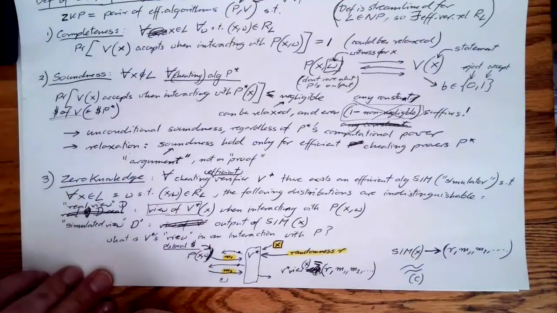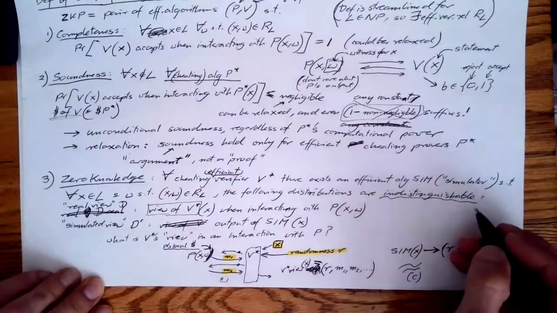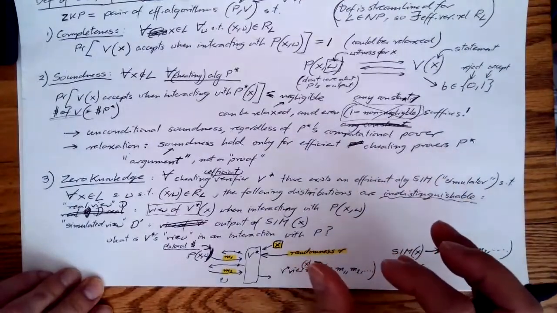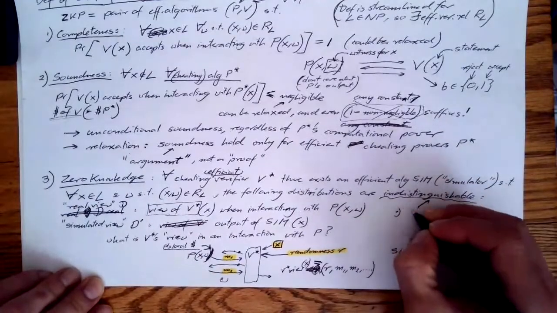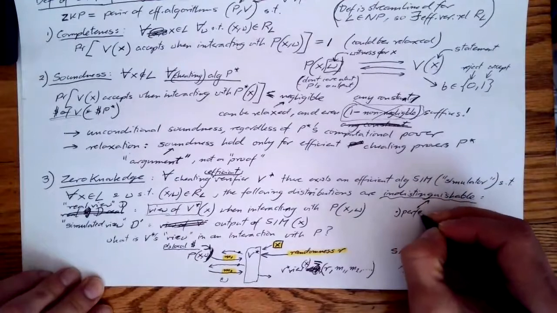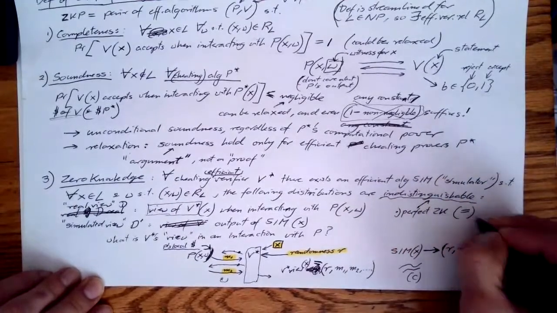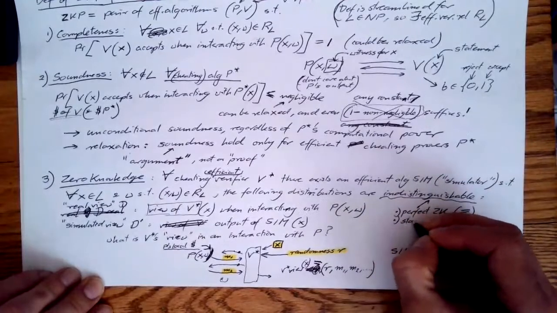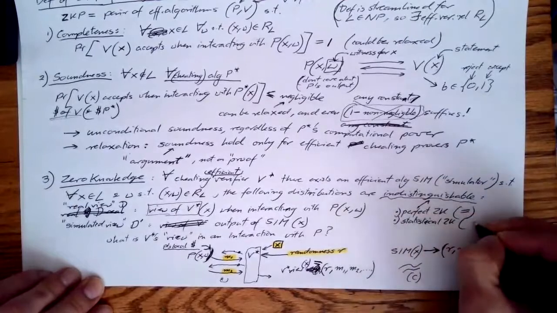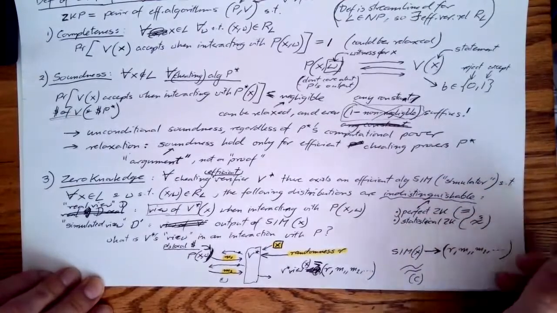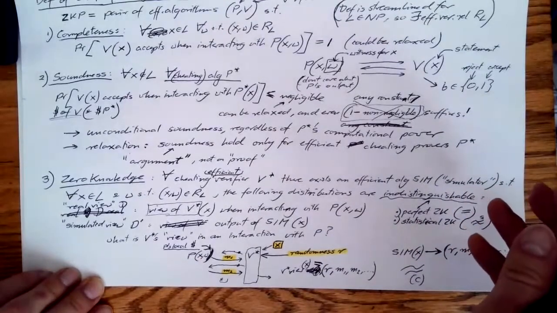Because we are asking indistinguishability here, not that the distributions are exactly the same. So you can ask for perfect zero knowledge, where they are exactly identical. You can ask for statistical zero knowledge, where these would be indistinguishable statistically. So they're statistically close distributions.